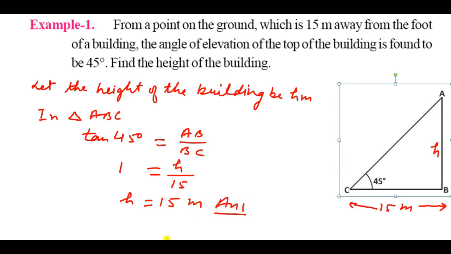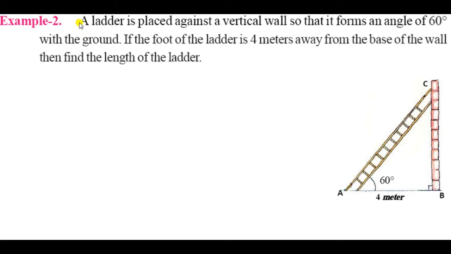Come to the second. A ladder is placed against a vertical wall. This is your vertical wall, and the ladder is here. This one is your ladder, so that it forms an angle of 60 degree. So this angle is 60 degree with the ground. This one is the ground. If the foot of the ladder is 4 meter away from the base of the wall, this distance is 4 meter. That means we have to find AC. So how can we find this AC?